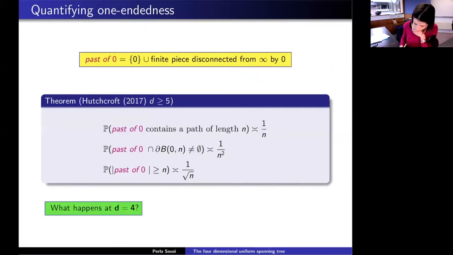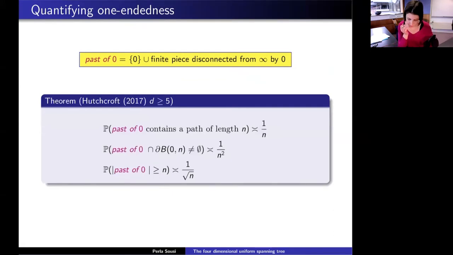Okay. So what Tom Hutchcroft proved for dimensions 5 and higher is that, here we are considering the past of 0.